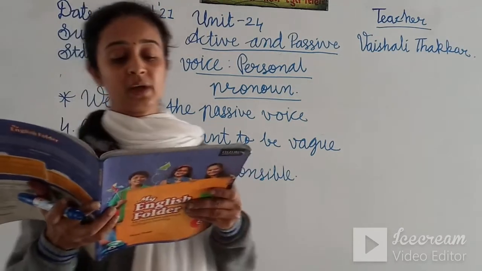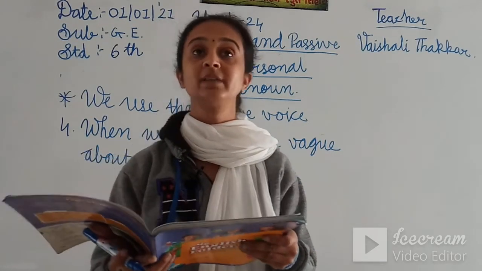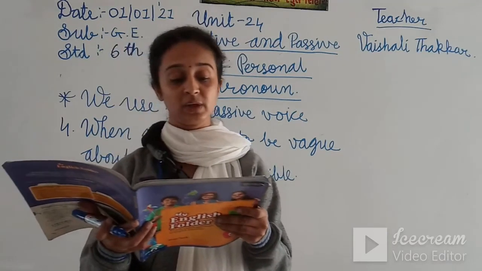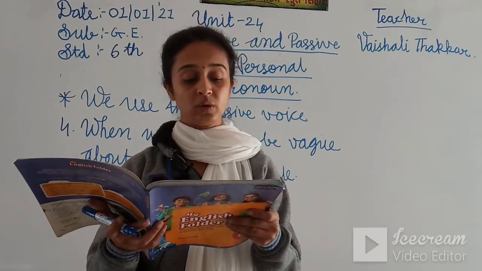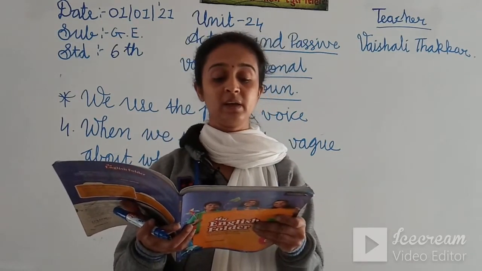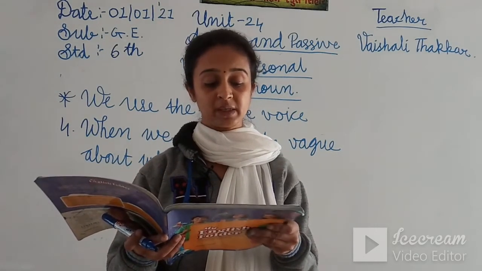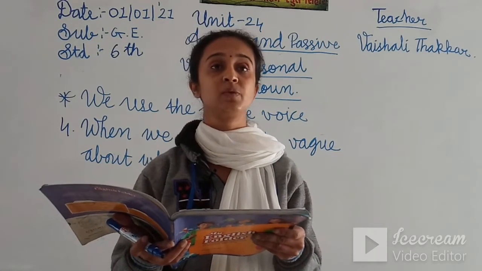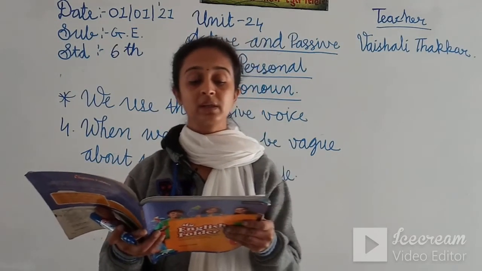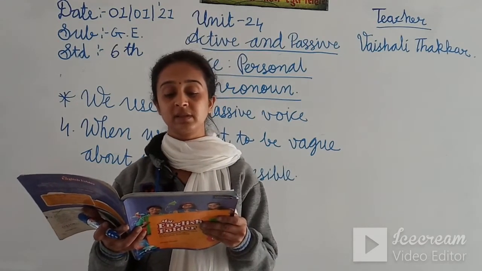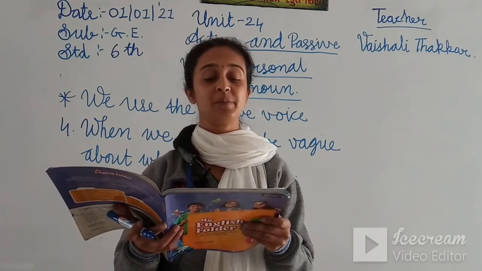When the doer of the action is obvious, we know who the doer is. When we do not know who the doer is, and when the person or thing acted upon is more important than the doer, or the doer is irrelevant, then we use the passive voice. And when we want to be vague about who is responsible, we use the passive voice. When the subject is the doer of the action, it is the active voice, and when the subject of the sentence is the receiver of the action, the sentence is in the passive voice.